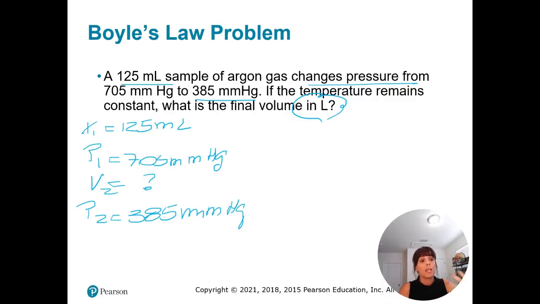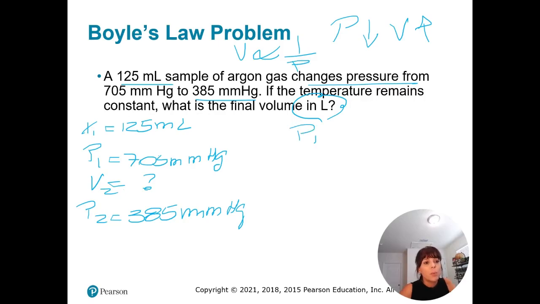It decreased. So if I decrease the pressure, what happens with the volume? Remember, if I decrease the pressure, the volume will increase, because we know the volume is inversely proportional to the pressure. And we know the formula, P1V1 is equal to P2V2. What I want is V2. So I'm going to divide both sides by P2, cancel it over here, and I'm going to have V2 equal P1V1 divided by P2, right?